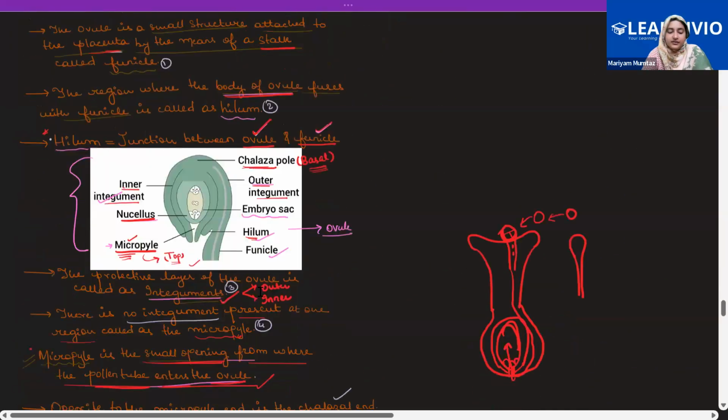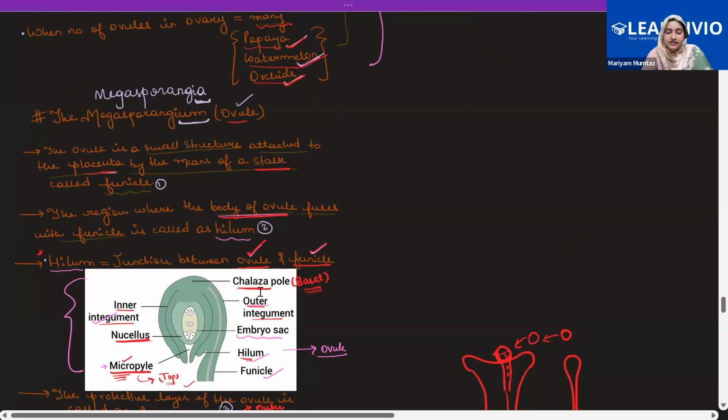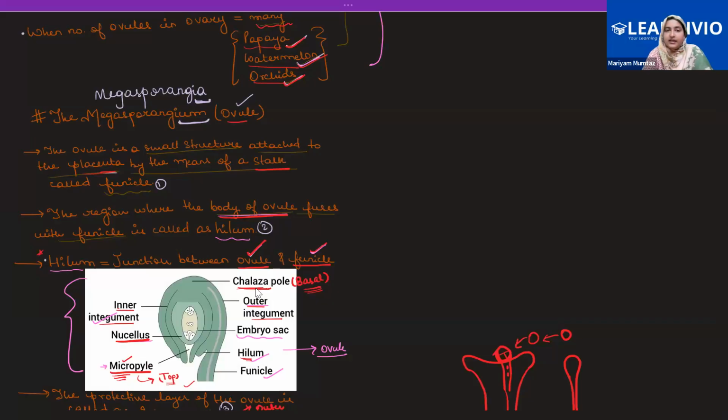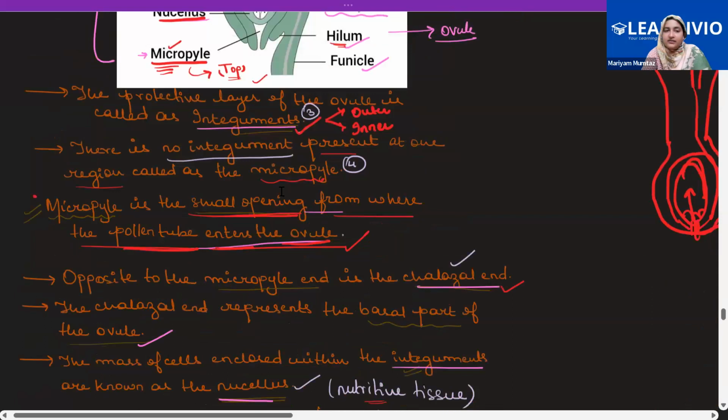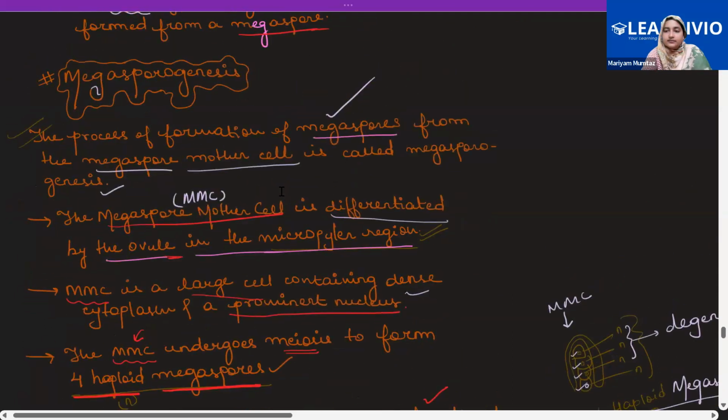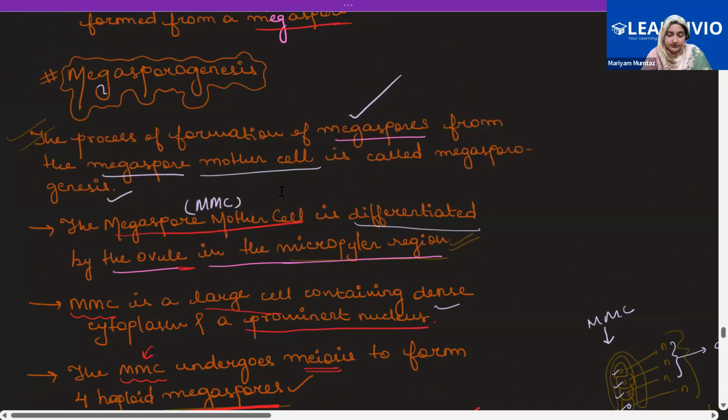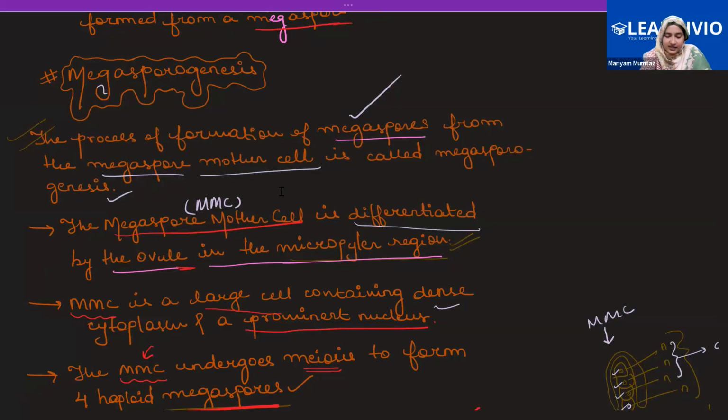All of these things are clear to you, the things that we have discussed in the class? Yes, ma'am. Any doubts anywhere, like with respect to the structures of the megasporangia and everything? No doubts, ma'am. Very good.